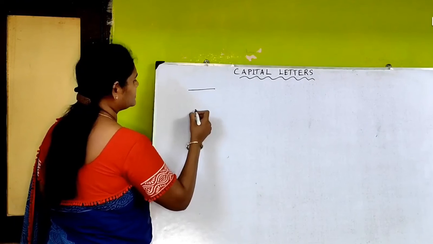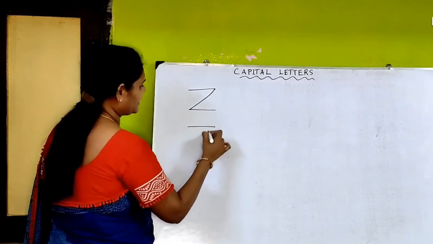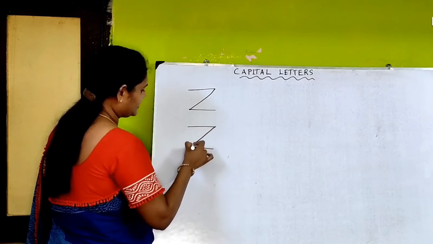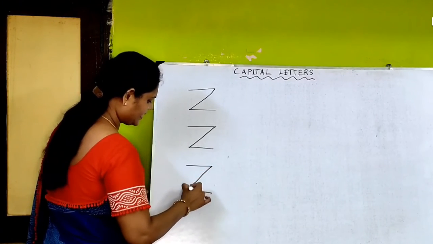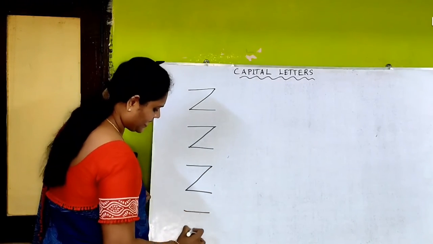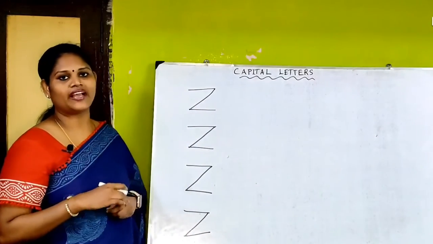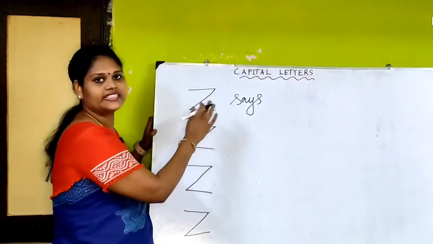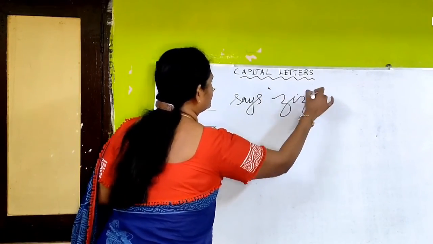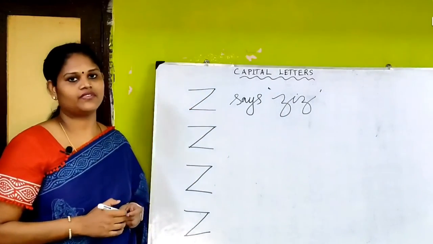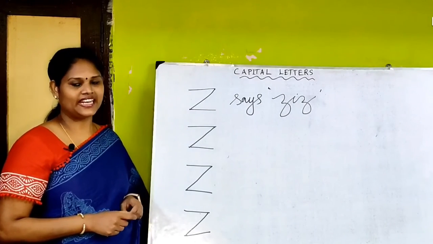Next alphabet is Z. Sleeping line, slanting line to the left. Sleeping line, slanting line to the left. So this is how you have to write the letter Z. Z says zzz. This is the sound of Z, right? So this is how you have to write the letter Z.